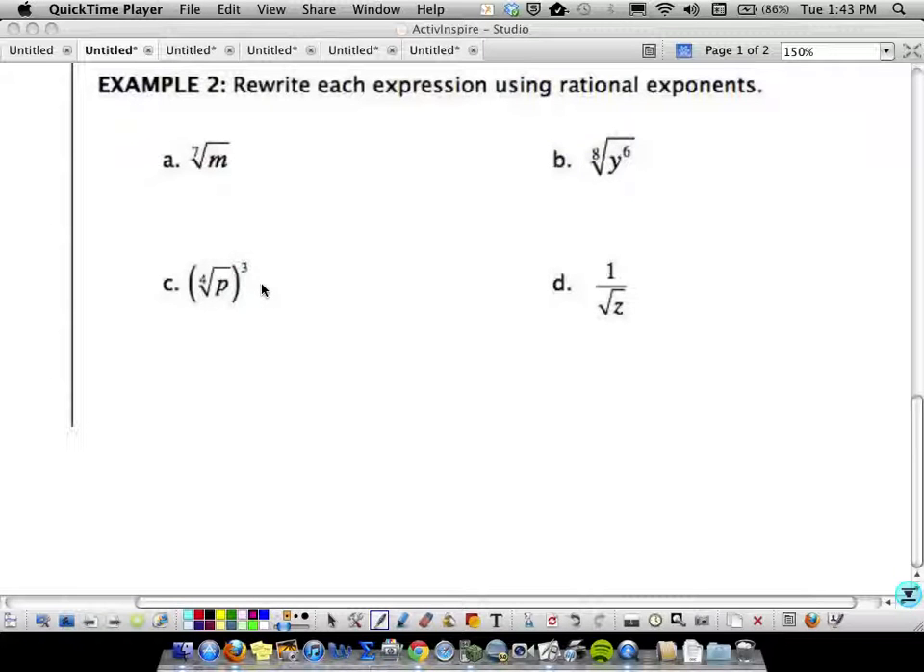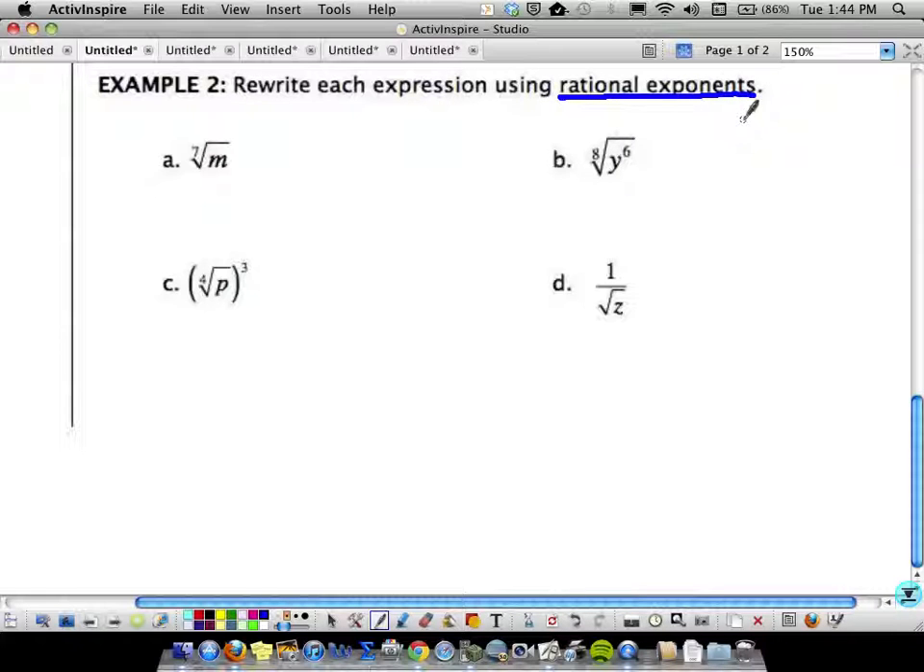So here's part 2 of 5.3. I just want to take a look at examples that have us working in the reverse order. So notice the instructions here say to rewrite each expression using rational exponents. And currently, these expressions are written using the root notation. So I just want to make sure that we can work from root notation back to rational exponent notation. So we'll do a couple of these together, and then I'll let you try the others.